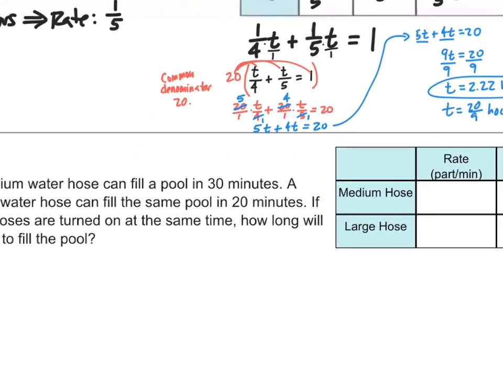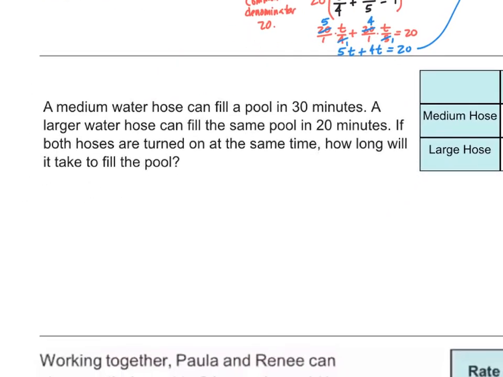Now let's go ahead and take a look at another one. It says a medium water hose can fill a pool in 30 minutes. A large water hose can fill the same pool in 20 minutes. If both hoses are turned on at the same time, how long will it take to fill the pool?